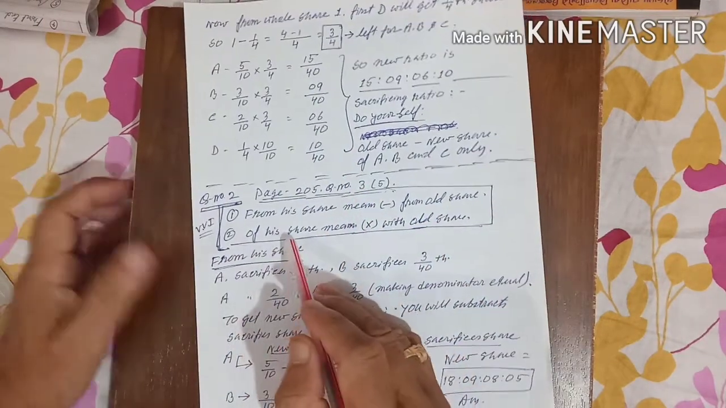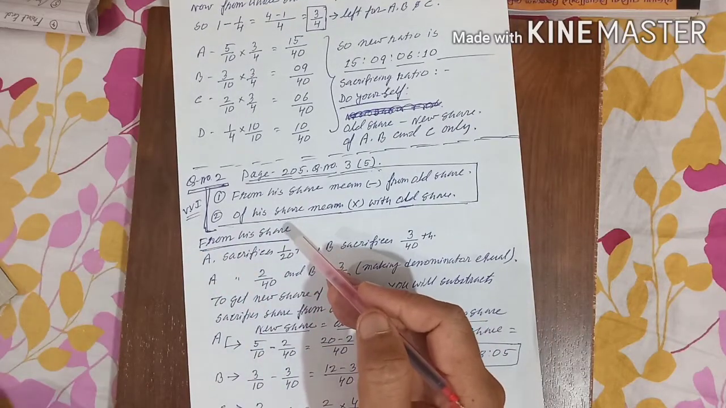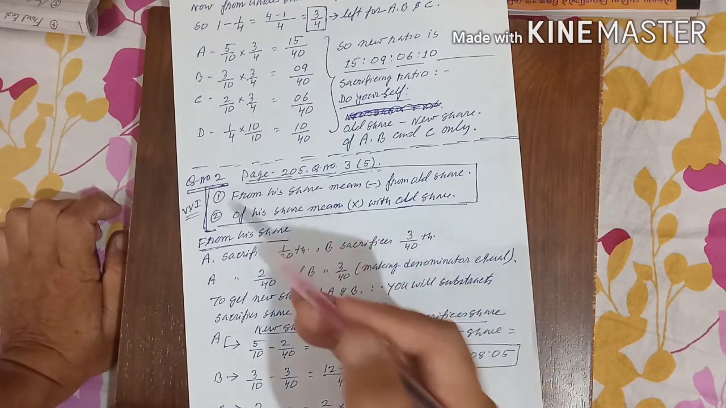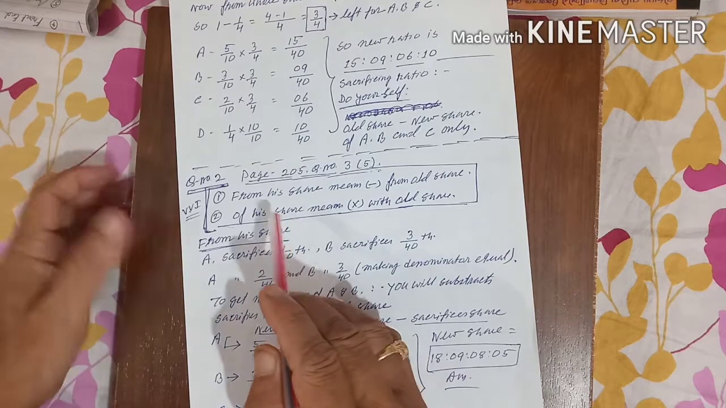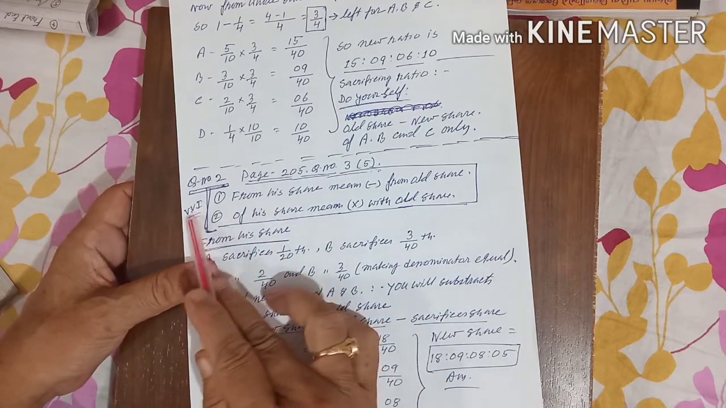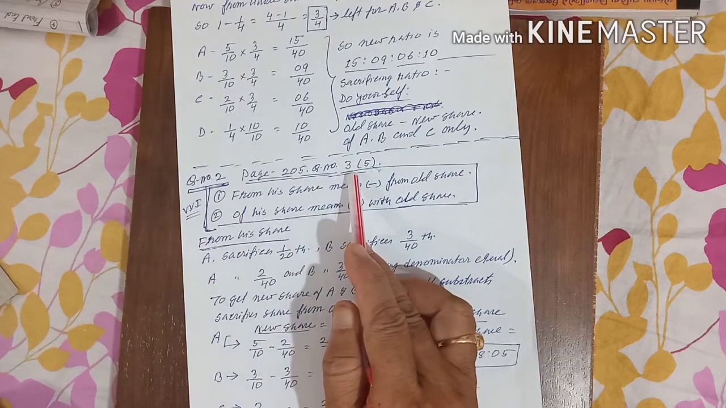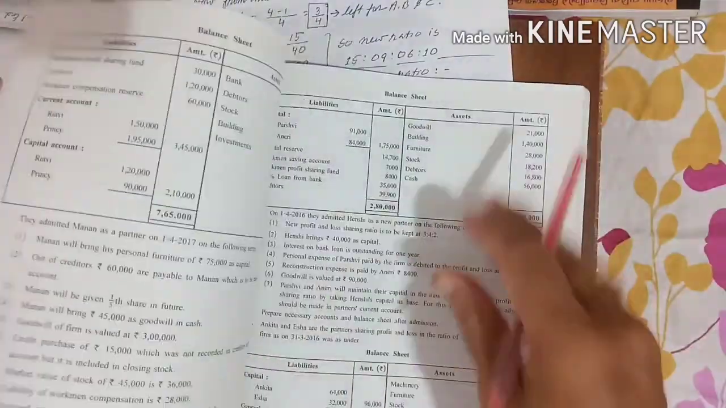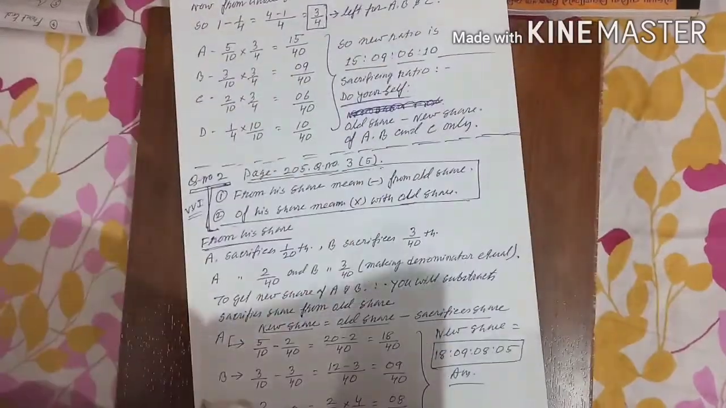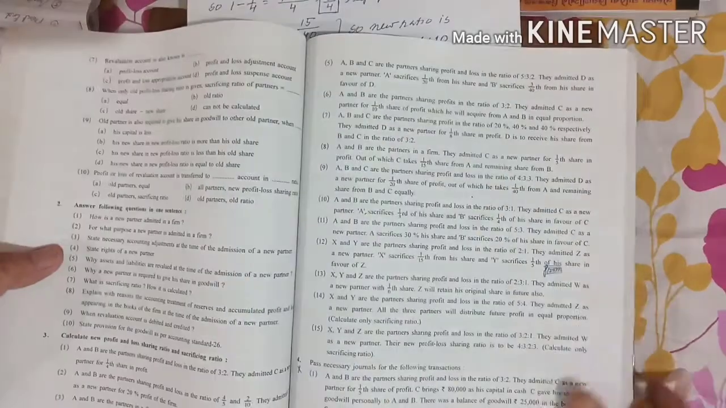Now I am coming to the illustrations in your textbook. Whatever illustration is given, you will try yourself, because the illustration answers and solutions are given in your book. I want to do the exercise sums. That is very, very important. VVI: page number 205, question number 3. Let me find it first: page number 205, question number 3.